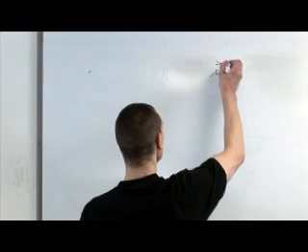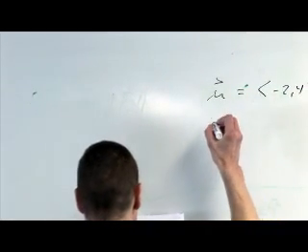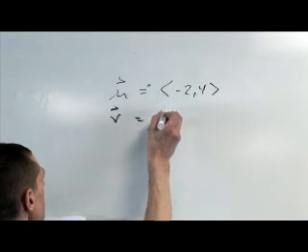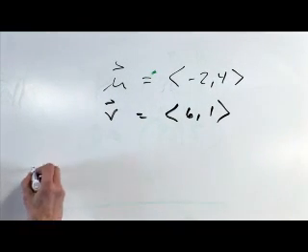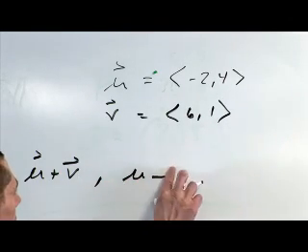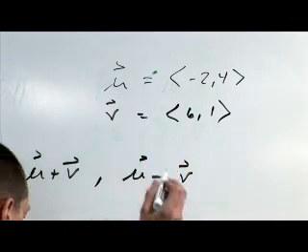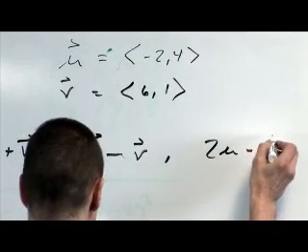So now more homework problems. You see, you really can have a lot of fun doing this. Suppose that the vector u is equal to -2 and 4, and the vector v is equal to 6 and 1. We're supposed to find u plus v, u minus v, and 2u minus 3v.